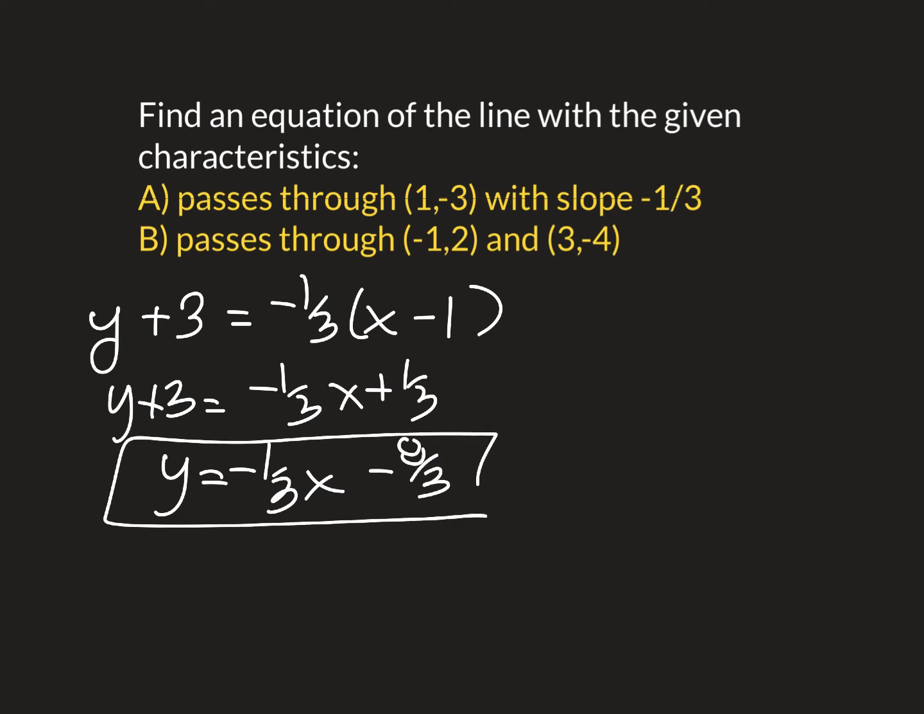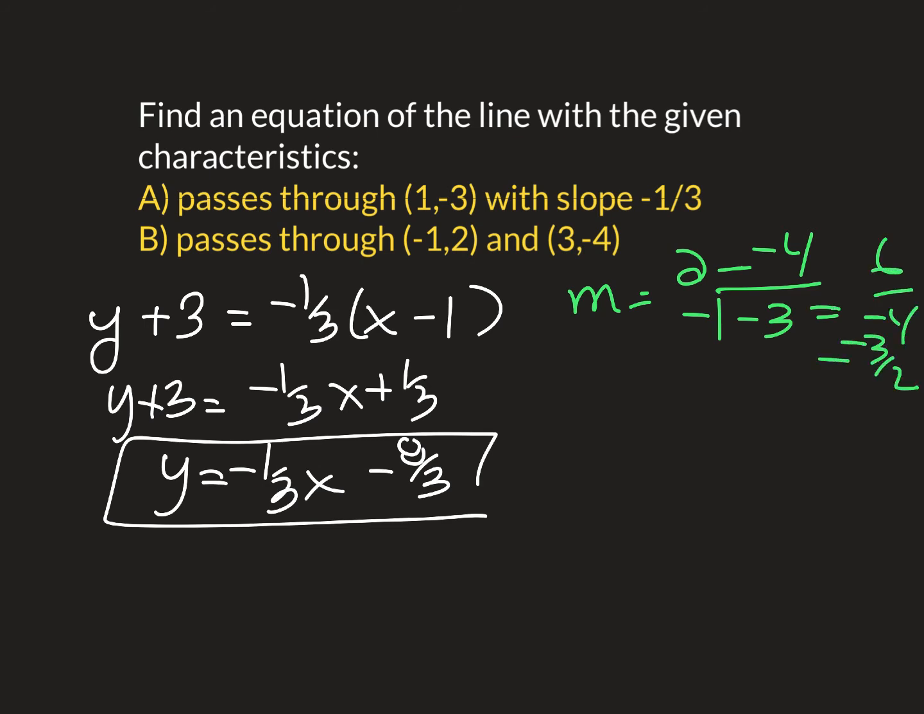Part B says passes through this. Now, the only difference on part B is I don't know the slope. So you're going to take a second on part B and find the slope. So I'm going to go y minus y over x minus x. Now we get 6 over negative 4, which is negative 3/2. So there's my slope. And you can pick either point you want to. I'm going to take that point just because it's smaller and do the point slope form again. Y minus 2 is the slope times x minus negative 1, which is really x plus 1.